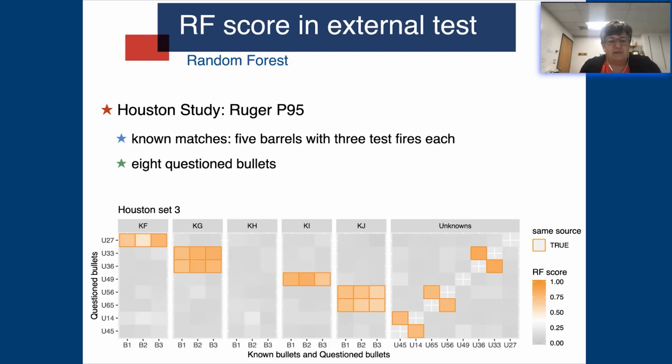And what you can see here is that, let's pick the first example. So for known barrel, for the 3 bullets shot from barrel F, we see that unknown 27 is matching to each one of the 3 bullets with a score of at least 0.5 or maybe 0.6 or so. Those are the orange scores. And U27 is not matching to any of the other known bullets from known barrels, nor does U27 match to any of the other unknown bullets.